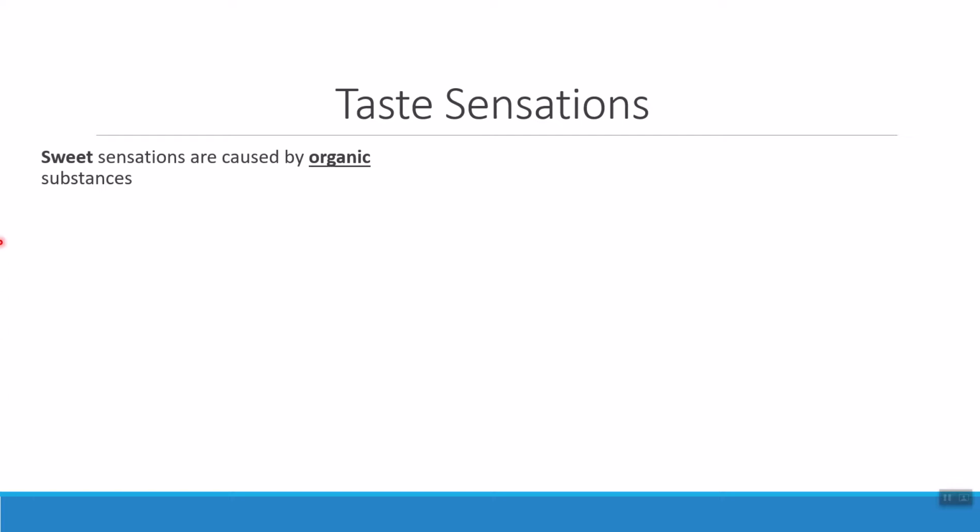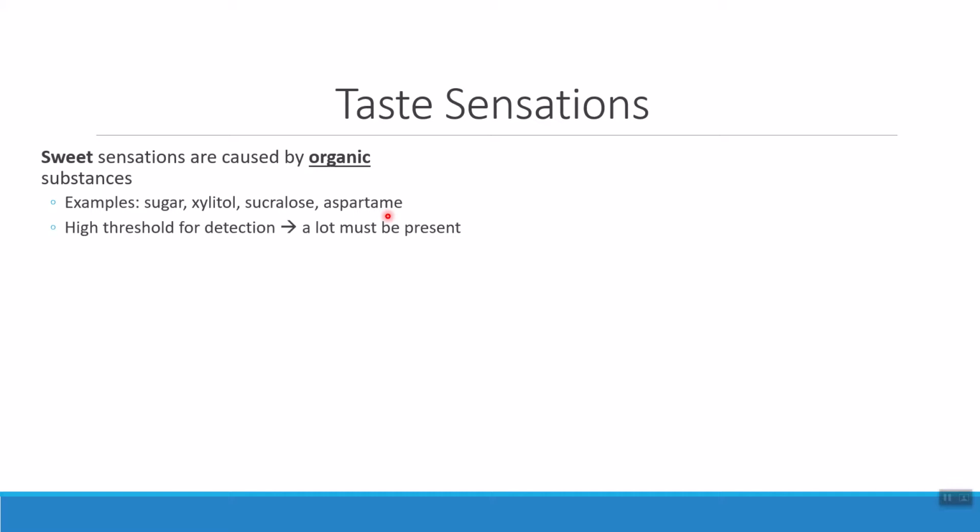The first taste sensation is sweet. Sweet sensations are caused by organic substances. And here's a reminder for you that organic in science means that it's something that has carbon in it. So sweet sensations are what we see in sugars, natural sugars or otherwise. This is the same sensation that we detect as well with artificial sweeteners like sucralose or aspartame.